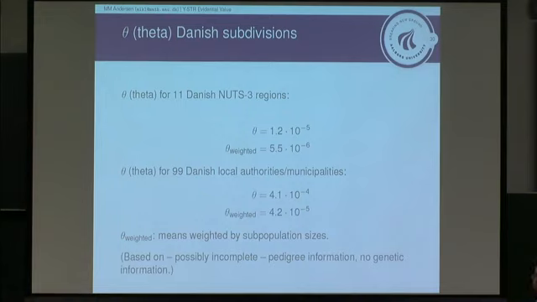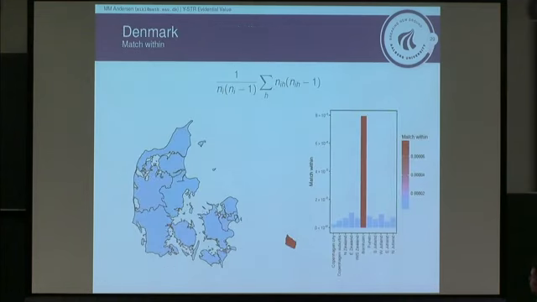This one is the unweighted estimation that I showed, but it probably would make sense to weight it, because now we know the actual subpopulation sizes precisely. So if you weight it by that, you get a smaller theta estimate, which also corresponds to this part.